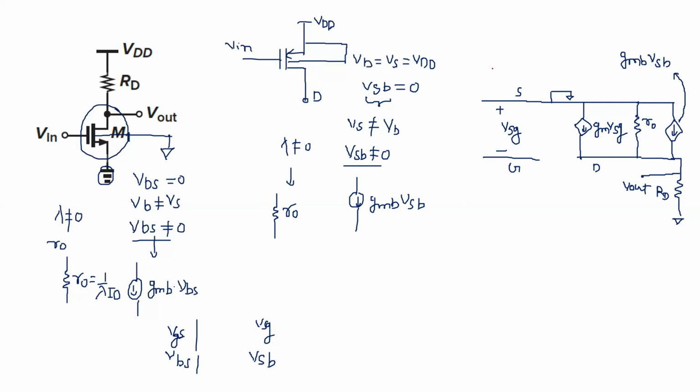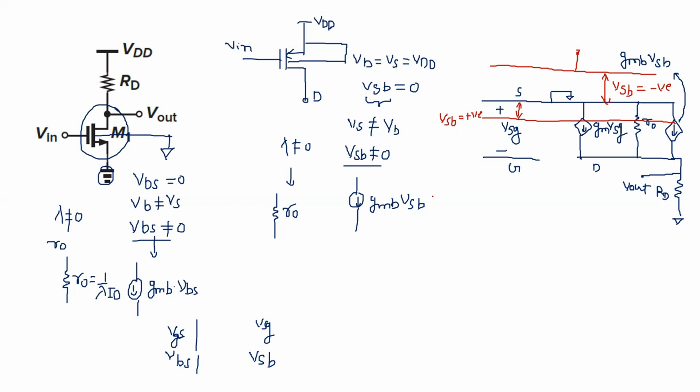If the body is at some higher or unequal potential, then this VSB is going to be a negative value. And if the body is at some lower potential than the source, then in that case this VSB potential is going to be positive. It depends on the position of your body with respect to your source.